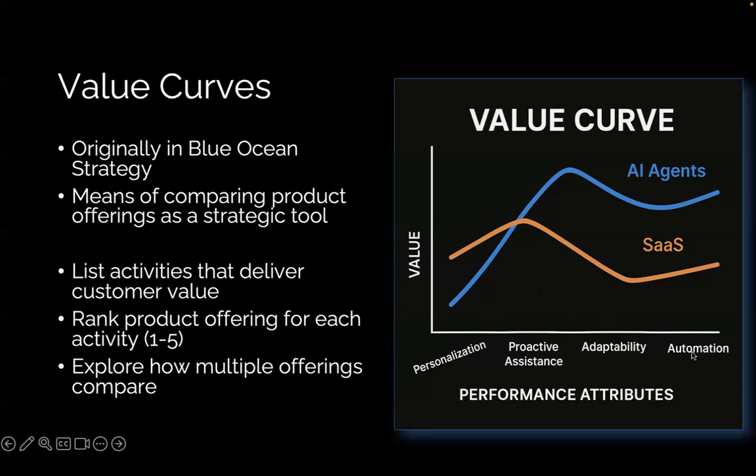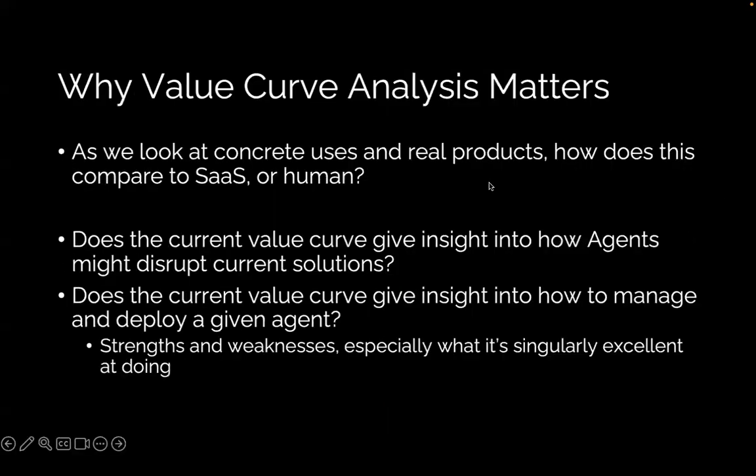So automation, obviously, SaaS or agents are better. Adaptability, also better. Proactive assistance, about the same. Personalization, right now, SaaS is better. I think that's actually not right, but okay. The point is, it's showing you on each of these how one is different from the other. That's a great way of thinking about disruption and what might happen soon. But it also gives you the ability, looking at concrete uses in real products, to see how it compares to SaaS, or for that matter, a human. Does the current value curve give you insight into how agents might disrupt current solutions?